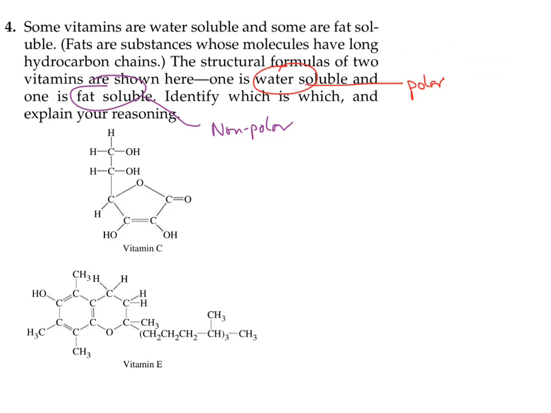Only 2 more. Number 4. This again is 2 solvents. It says that there are these 2 vitamins. Aren't they pretty? Vitamin C and vitamin E. One of them dissolves in water, which is polar, and the other dissolves in fat. And you're supposed to say which is which. So do your best. Look for the things that we said would make those different vitamins polar or nonpolar.